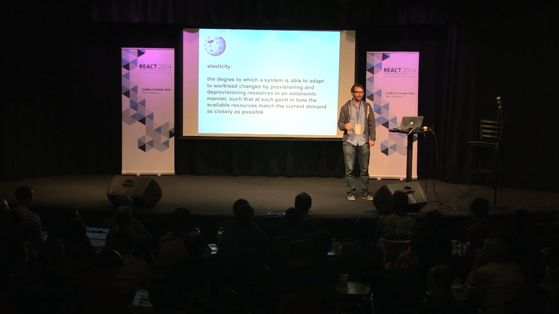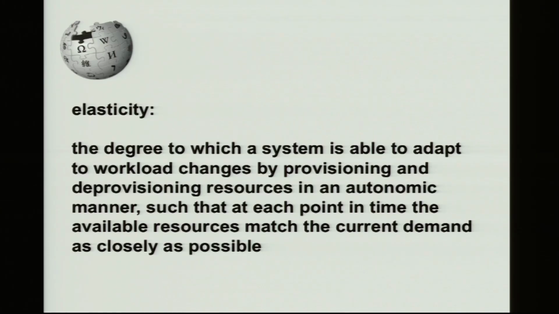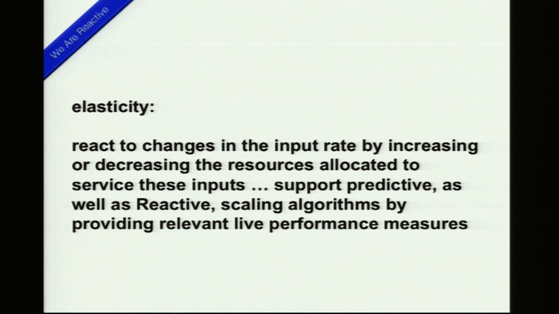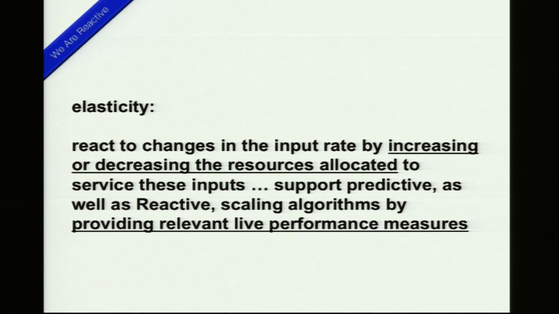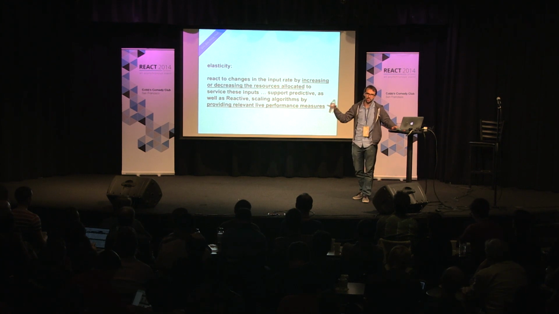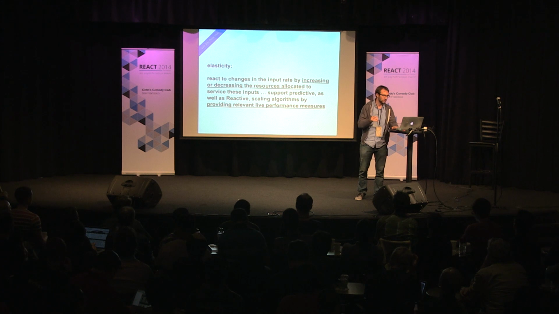What is elasticity to Wikipedia? Elasticity to Wikipedia is this quote. I'll highlight two important sections: it's about provisioning and deprovisioning resources, and doing that in a way that matches the current demand as closely as possible. I think these are really fundamental aspects of elasticity. What is elasticity from the reactive manifesto? Again, this is a snippet I pulled, and I'll pull out two pieces: increasing or decreasing the resources allocated, and providing relevant live performance metrics or measures, which, as I'll talk about later, will be an important part of how we can do things elastically.